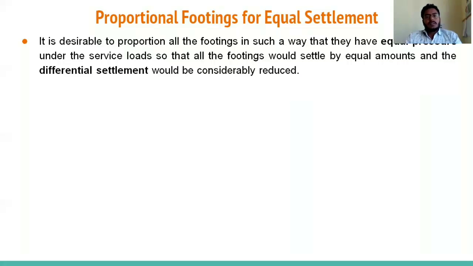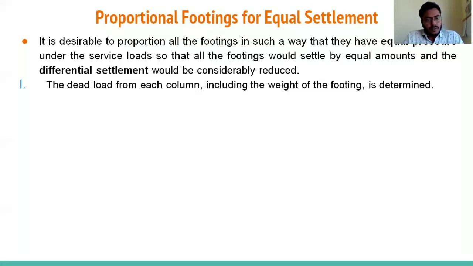Proportioning is also important for equal settlement, right? The footings should be proportioned in such a way that there is equal pressure under the service load, so that the footings settle by equal amounts. Then the chance of differential settlement would be less, right? So that is very important.